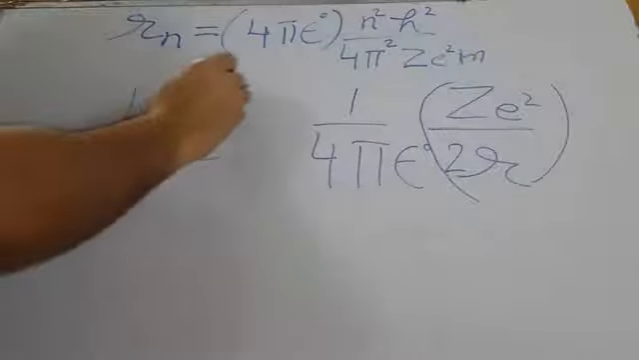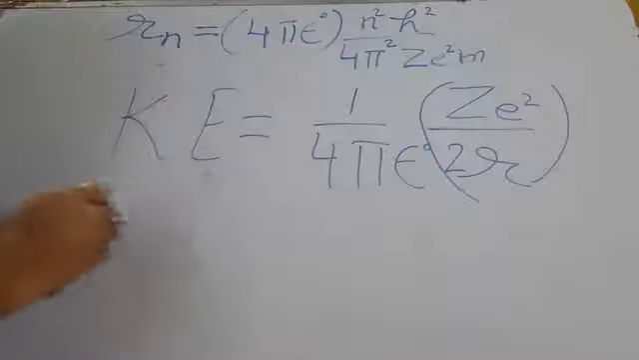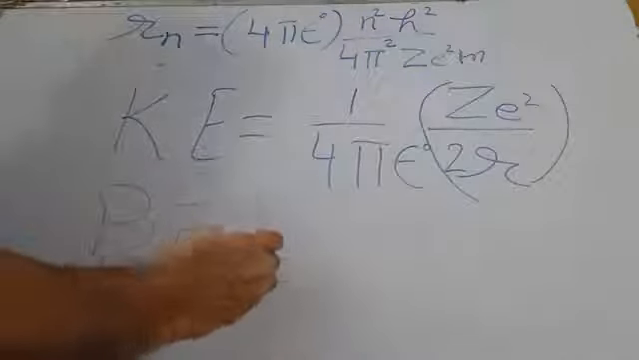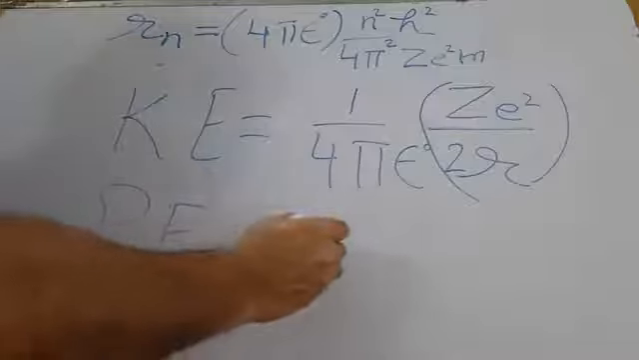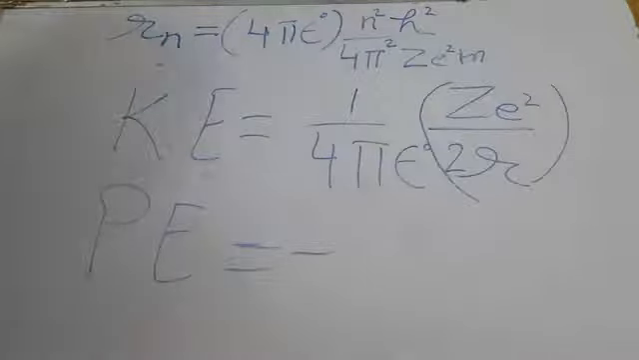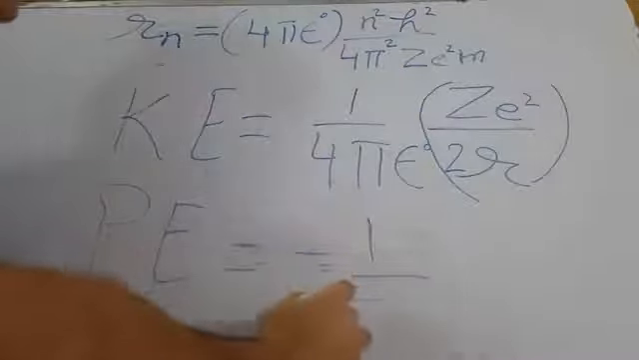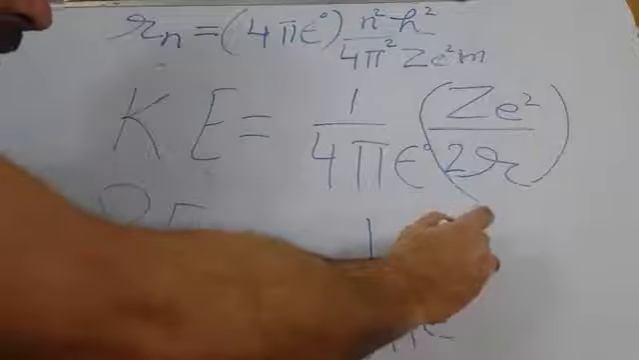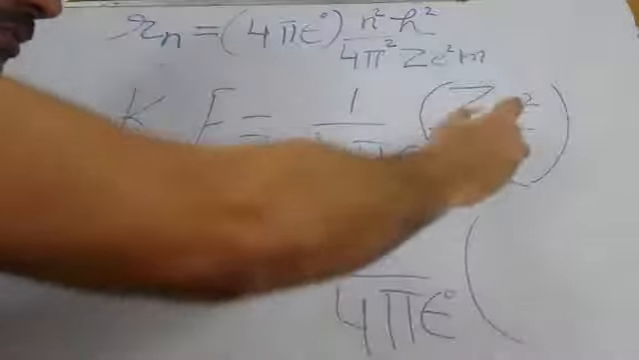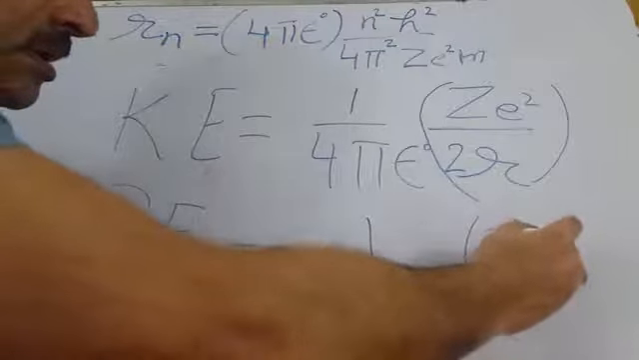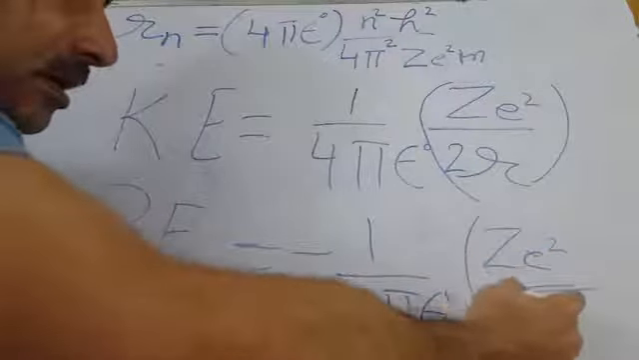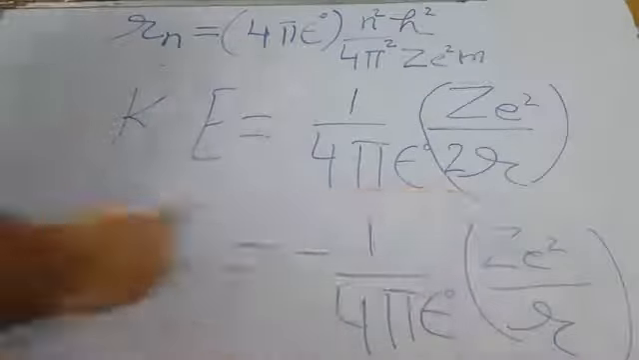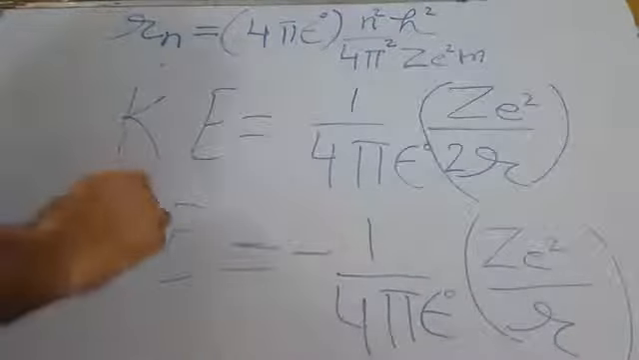We have to calculate the potential energy also, and potential energy, being a system of Coulombic attraction, should be negative, and that is given by K Q1 Q2 upon R. Here K is 1 upon 4 pi epsilon 0, and Q1 Q2 means Ze square upon R. This is the potential energy, and this is the kinetic energy of the electron in the nth orbit.